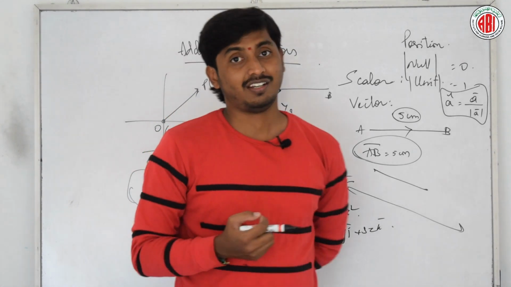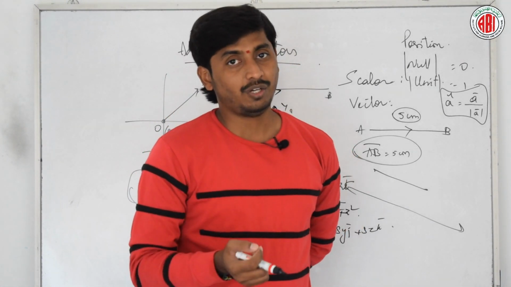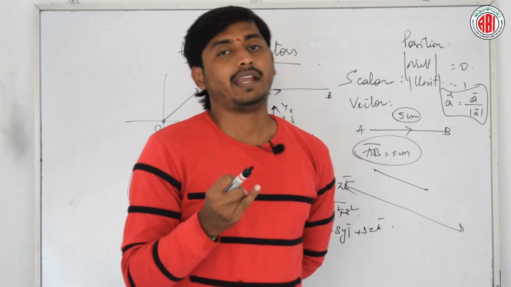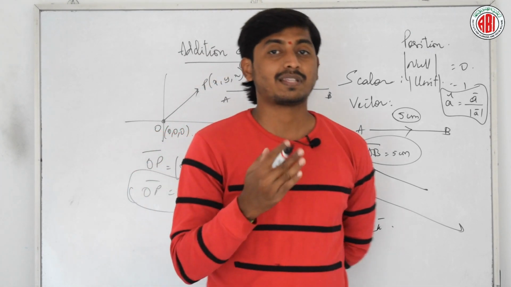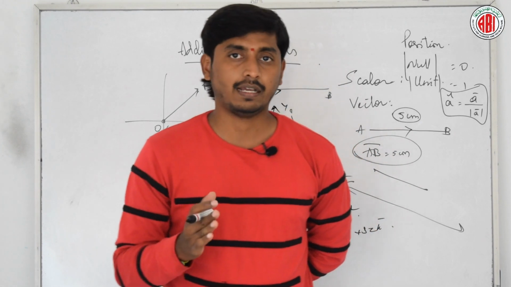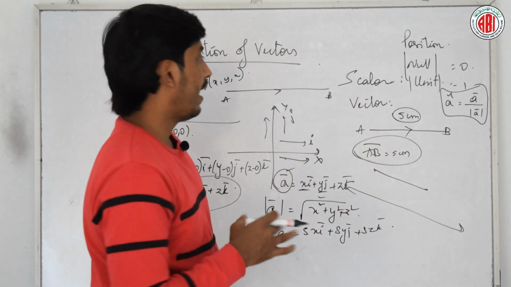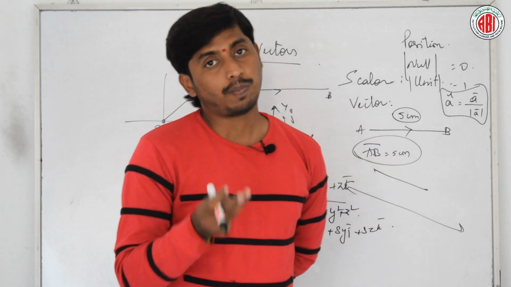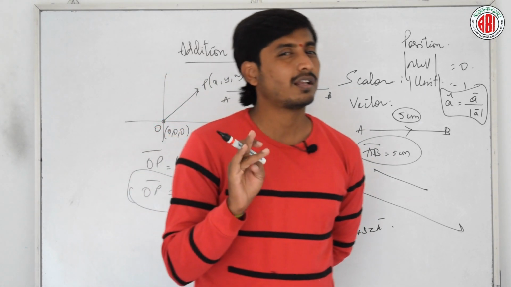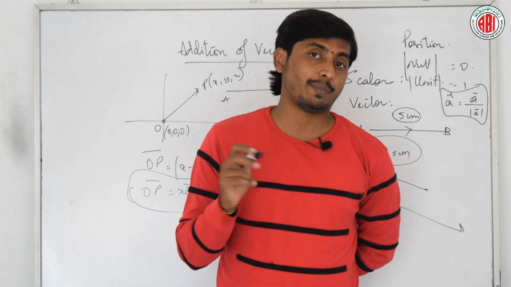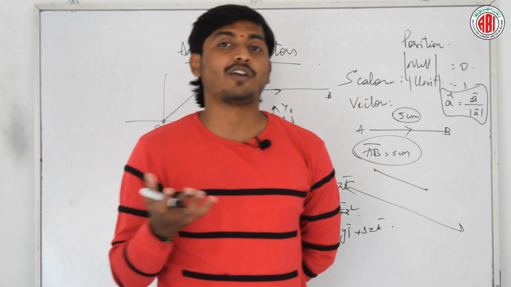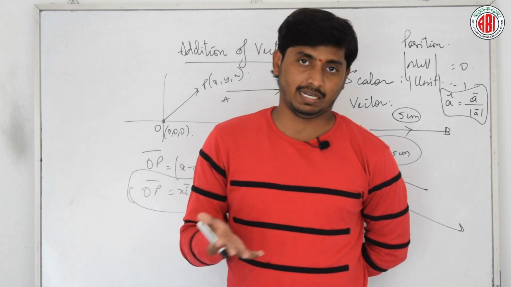What is addition? In addition, we add only like terms. That is, we can add i terms, j terms, k terms separately. Clear? That is a basic thing. And there are a few definitions you can remember, such as coplanar. What do you mean by collinear? Collinear is they lie on the same line. Coplanar means they lie on the same plane.